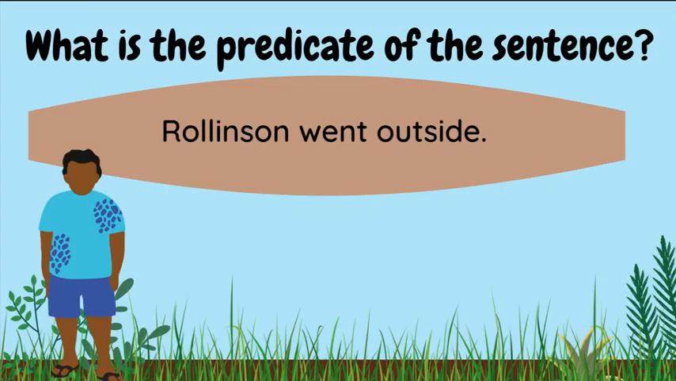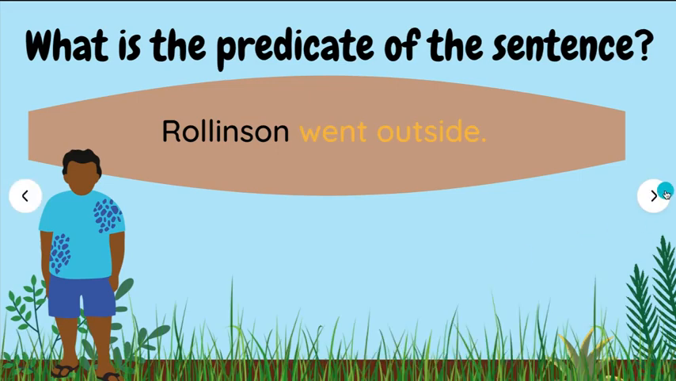Let's look at this sentence. This sentence reads, Rollinson went outside. Again, the key to finding the predicate of the sentence is to ask what Rollinson did. So, the predicate is went outside.